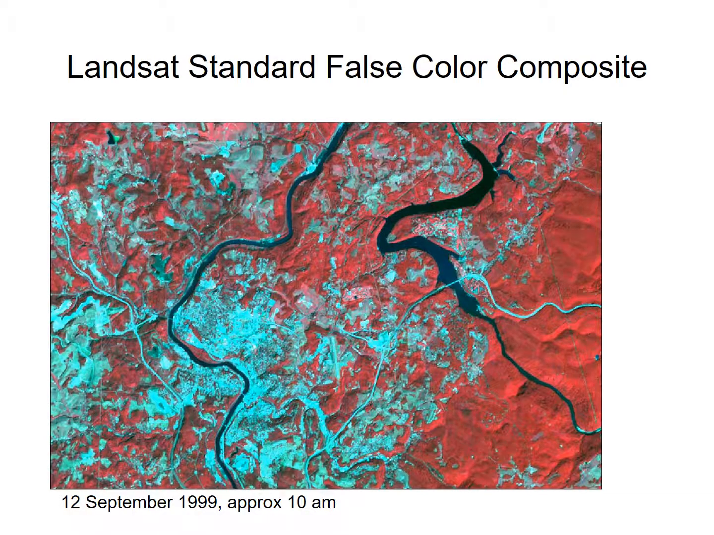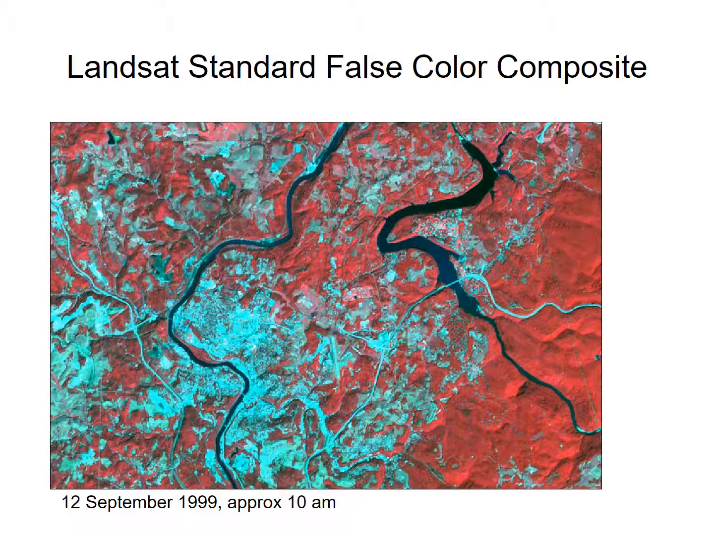So let's look at some really basic kind of imagery you could use. Satellite imagery, Landsat, and this is a standard false color composite. This looks at September 12th, 1999, approximately 10 o'clock in the morning.